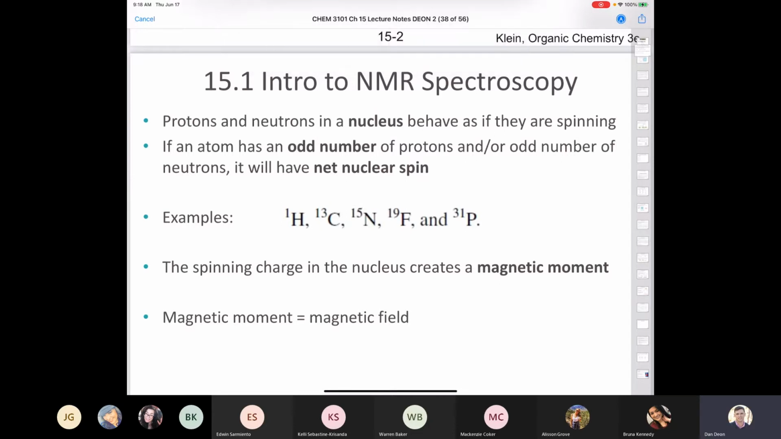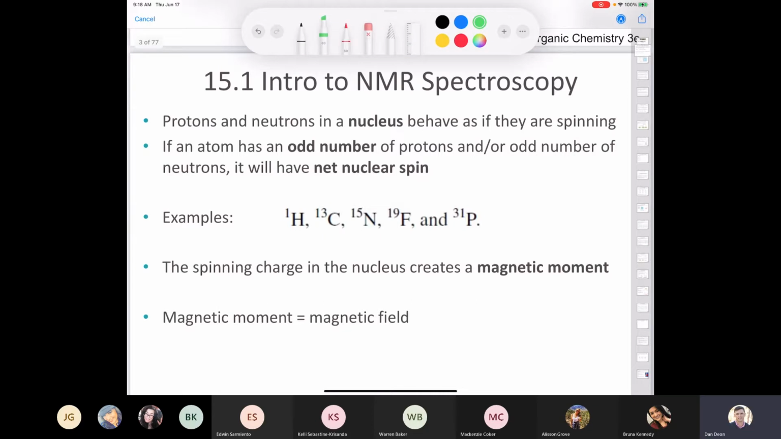And when we have an atom that has an odd number of protons and/or neutrons in the nucleus, it possesses a property called net nuclear spin. So what have we got? We've got a nucleus in an atom. It's got an odd number of protons and/or an odd number of neutrons, and it's spinning, right? We imagine it spinning like a top.